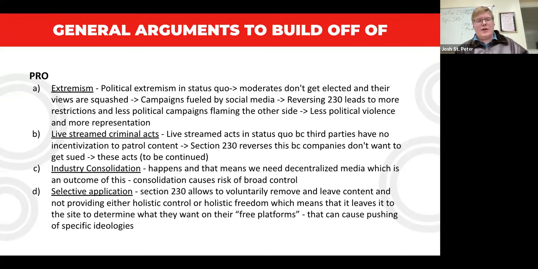Additionally, the selective application argument is really good. Section 230 is kind of goofy.